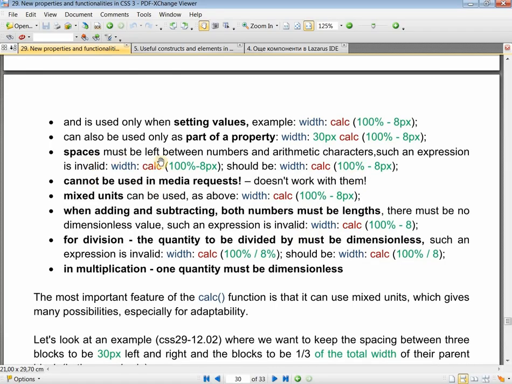So, the following is, you must leave spaces between numbers and arithmetic signs. If we write the expression like this, 100%-8px without spaces, it won't be valid, it won't count. It should be written like this, 100% - 8px with a space between them.